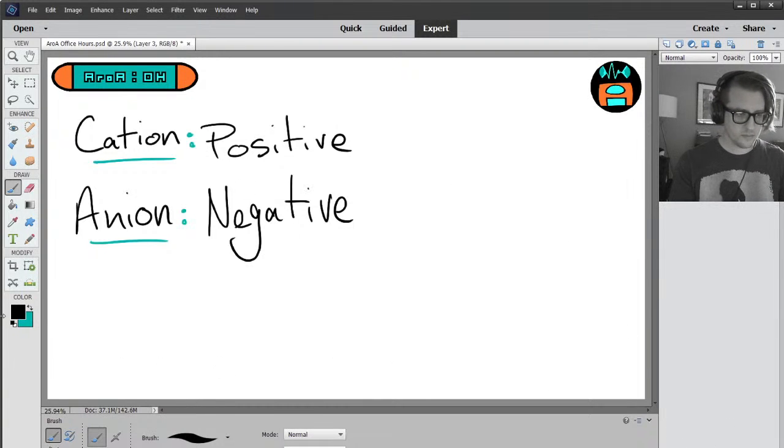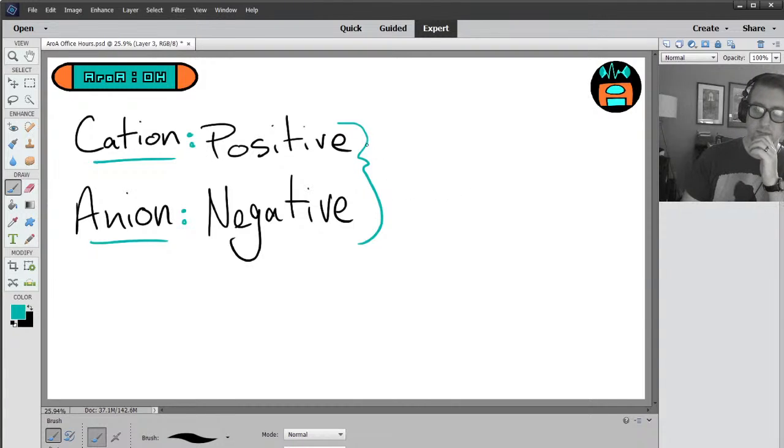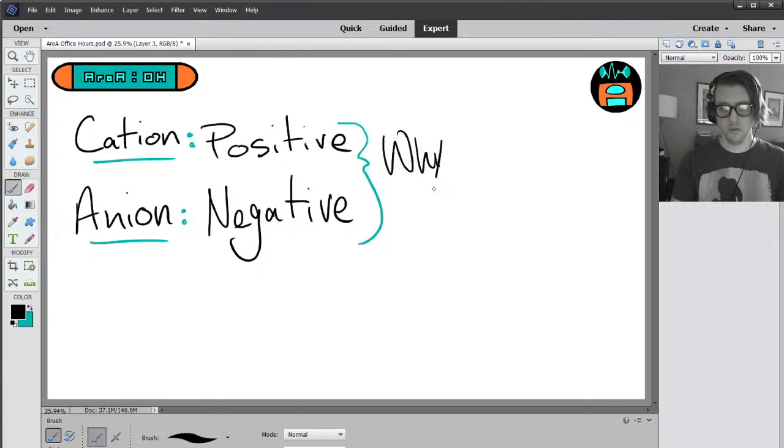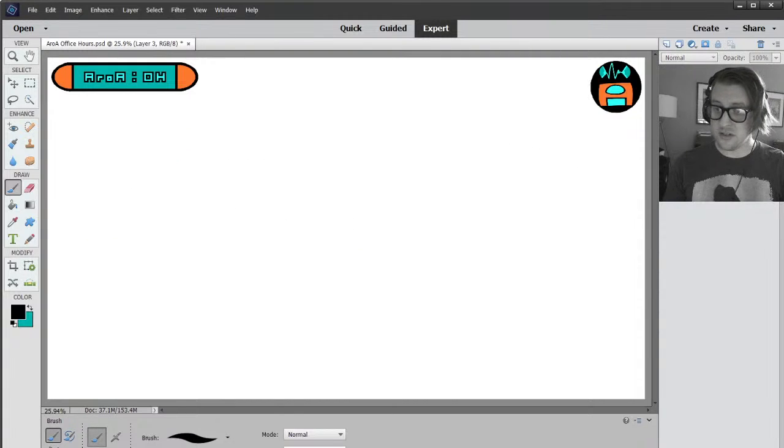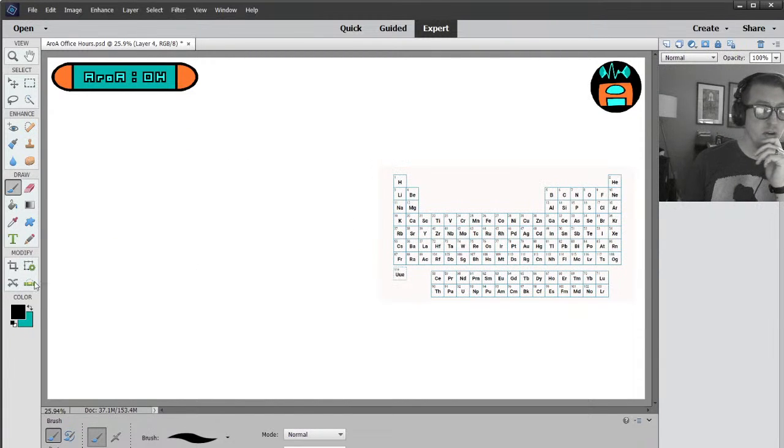We talked about this last week, but it begs the question: why do ions form? Why do they form in the first place? Why don't elements just stay neutral? It sounds balanced, positive and negative. And the answer to that question lies in the periodic table. Specifically, it lies in the last column of the periodic table.